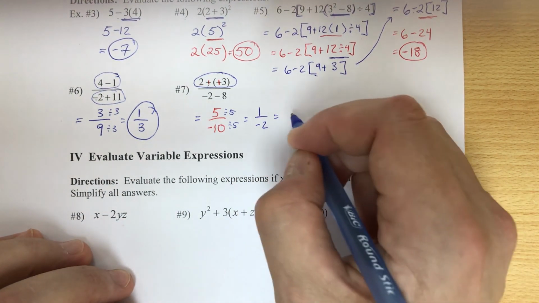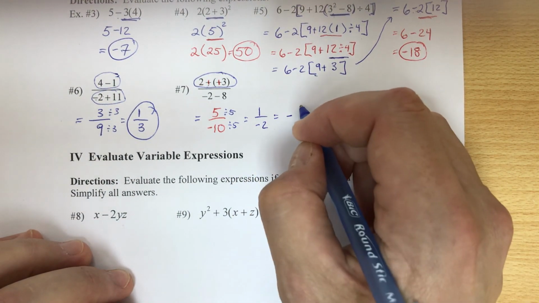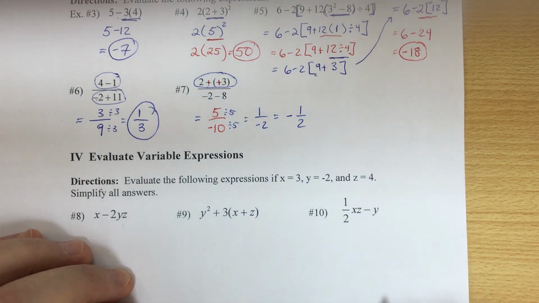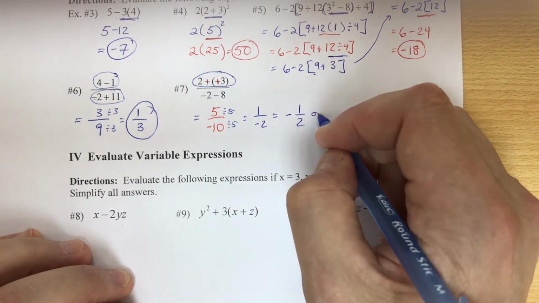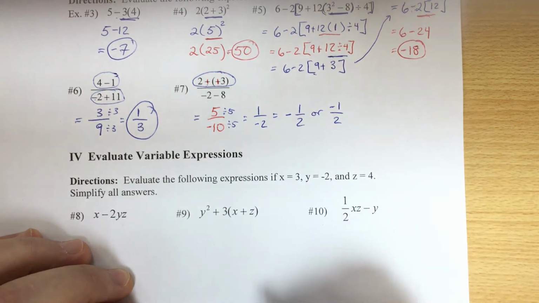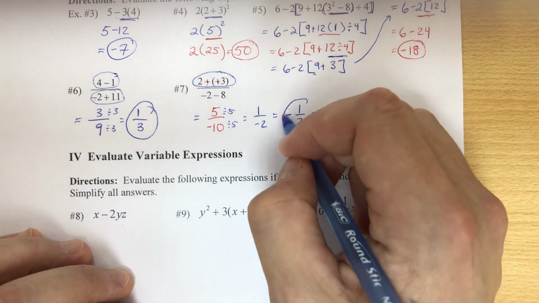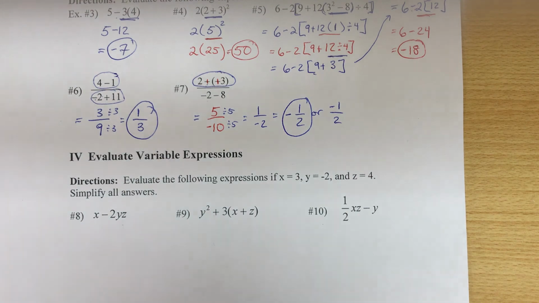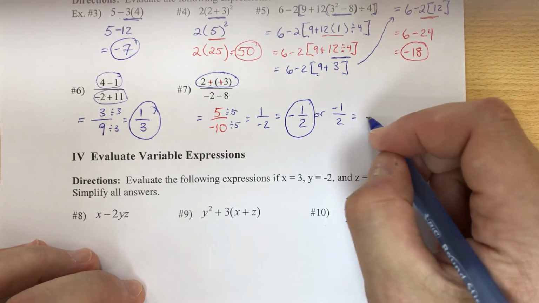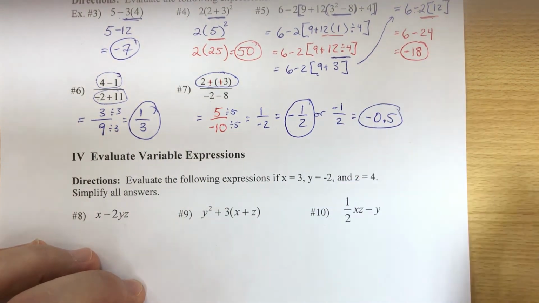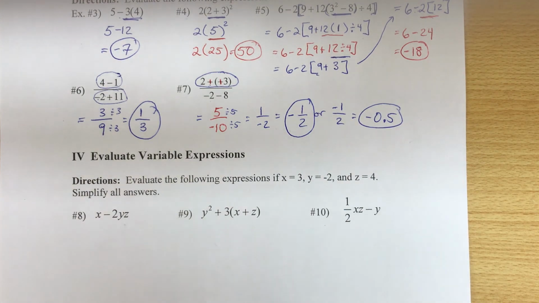Now, it's not wrong, but when you have a negative in the denominator, we usually pull it out front. So either negative 1/2, or you could put the negative in the numerator. I like to just pull it out front. Okay? You could also write it as a decimal, negative 0.5, and that is also good. And that is the end of part 1.